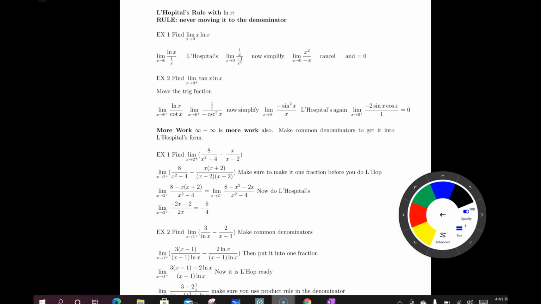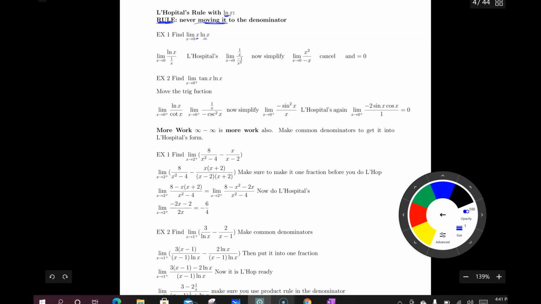All right, so I want to talk about ln of x and what to do and what not to do. So like in this example here, you have x times ln of x. I want to give you a rule: you never want to move ln of x to the denominator. Never move ln of x to the denominator.